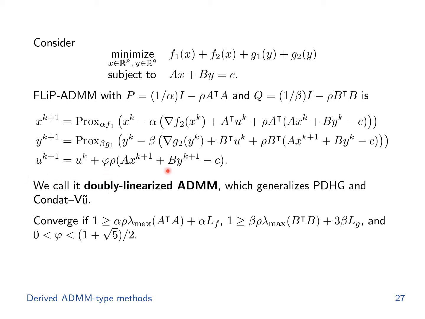So we call this method doubly linearized ADMM, which stands for linearizing both the access to the smooth functions, and avoiding the awkward quadratic terms Ax and By. So this method generalizes PDHG and Condat-Vu, and we'll list the convergence conditions here.